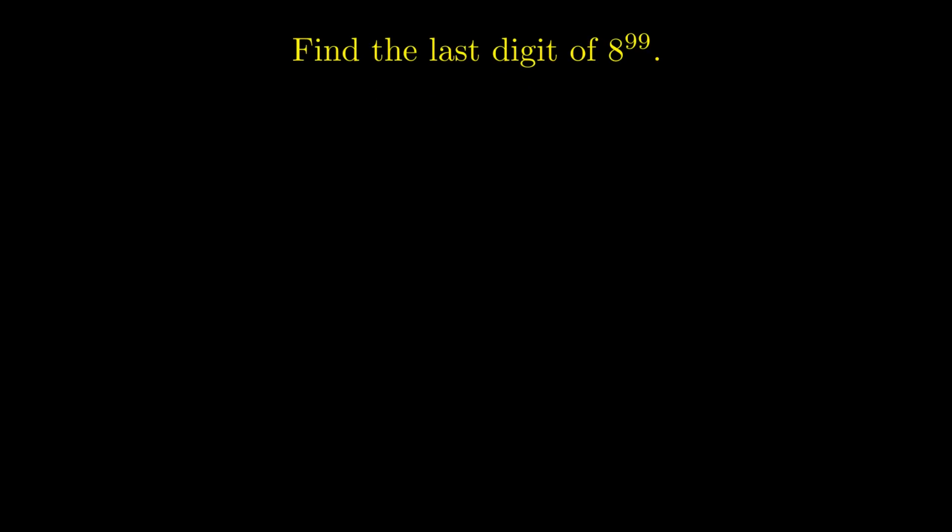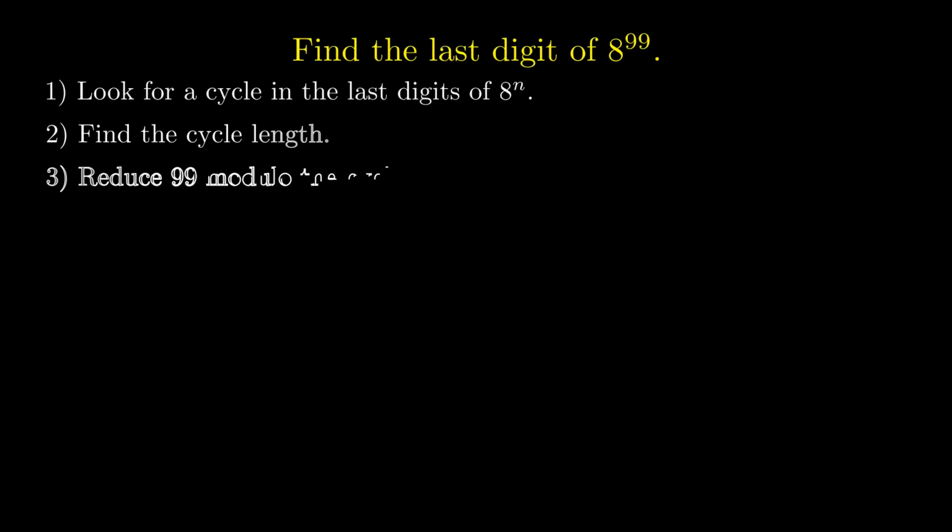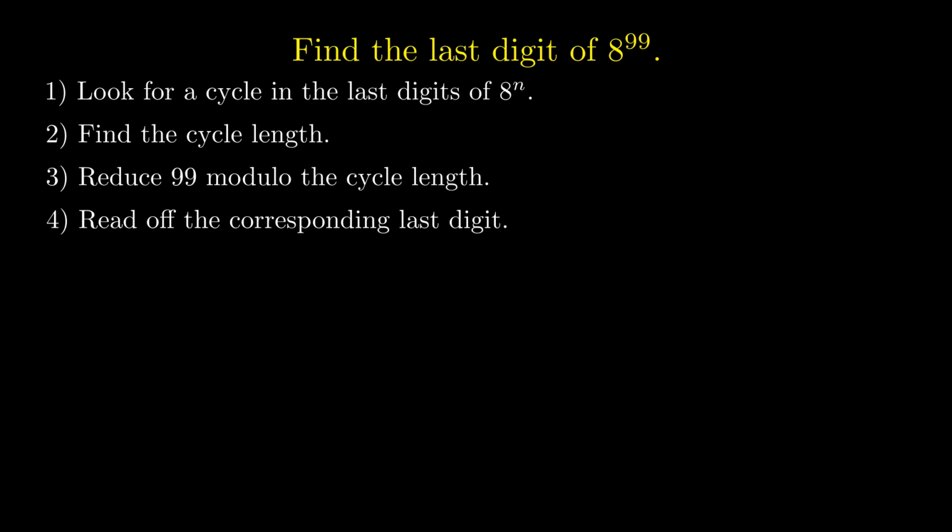Question. Find the last digit of 8 to the power 99. Here is the plan. 1. We look for a repeating cycle in the last digits of powers of 8. 2. We determine the cycle length. 3. We reduce 99 by that length. 4. We use the remainder to identify the correct last digit.